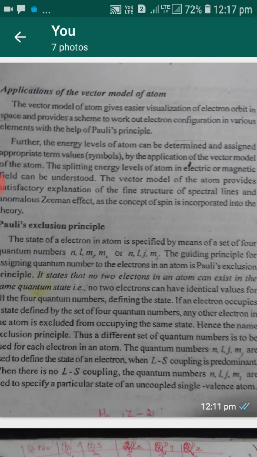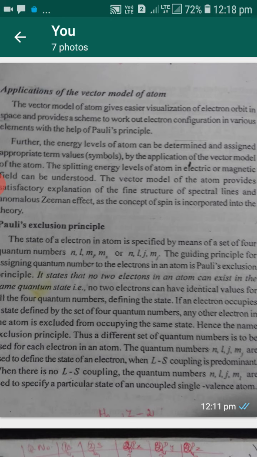Then the number of electrons filled in a shell is limited to 2n square. That is, n equal to 1 means the number of electrons in the K shell is 2. Then n equal to 2 means the number of electrons in the L shell is 8. Then n equal to 3 means the number of electrons in the M shell is 18. Like that, n equal to 4 means the N shell, and the number of electrons is 32.